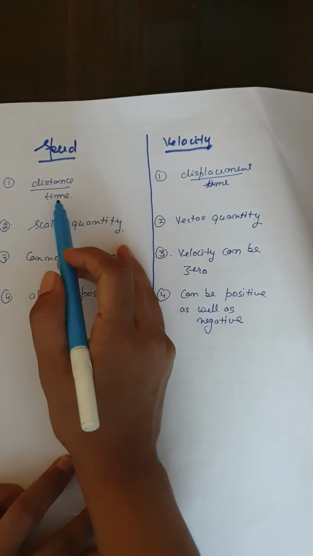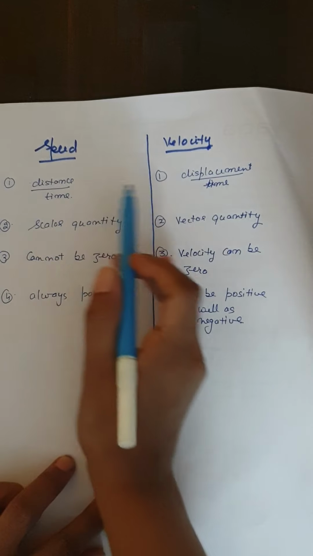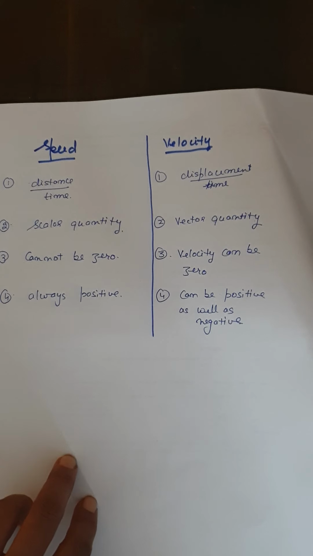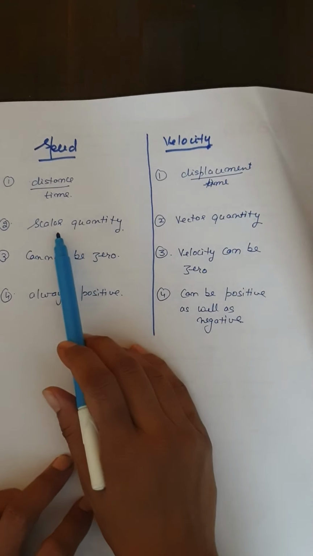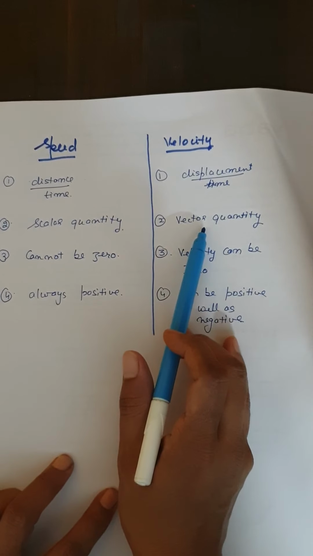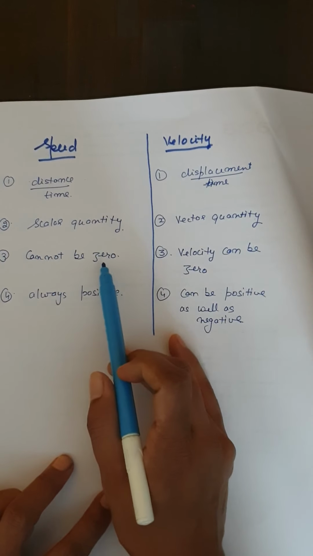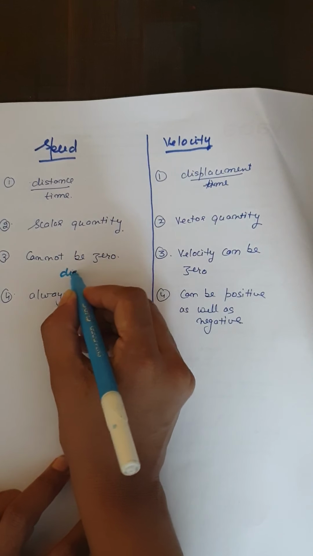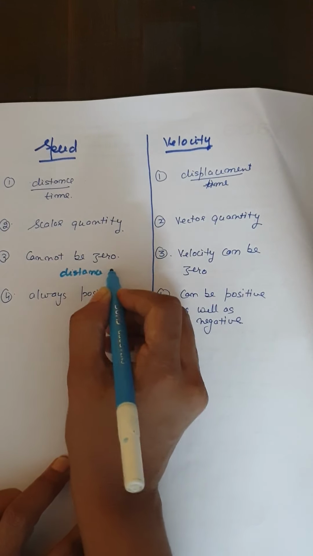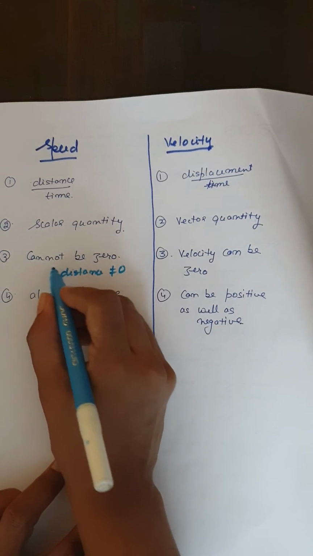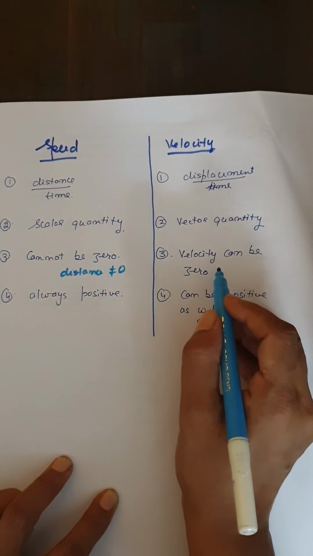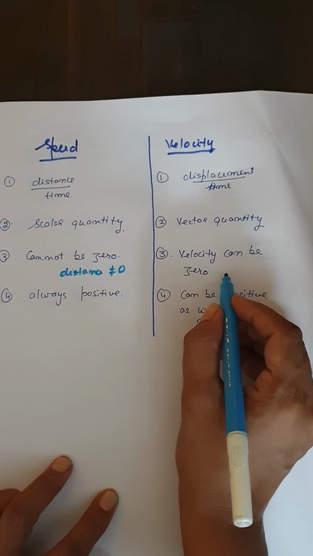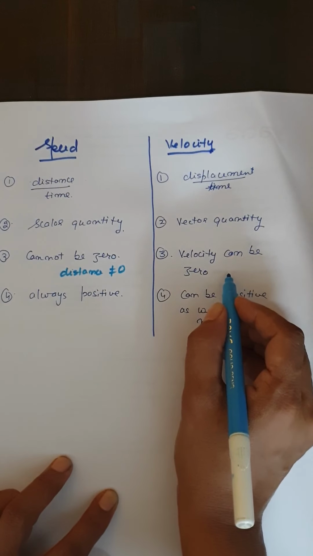Now let's tabulate the difference between speed and velocity. So first difference, it could be the formula: distance upon time, displacement upon time. Second difference, speed is a scalar quantity, velocity is a vector quantity. Third, speed cannot be zero. And why can it not be zero? Because distance cannot be zero. As we know, distance cannot be zero, so speed cannot be zero. Similarly, velocity can be zero because displacement can be zero.